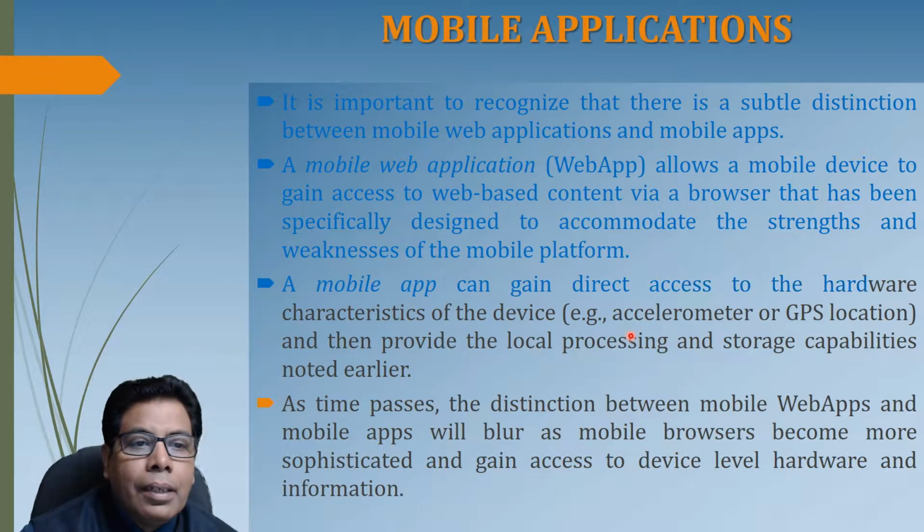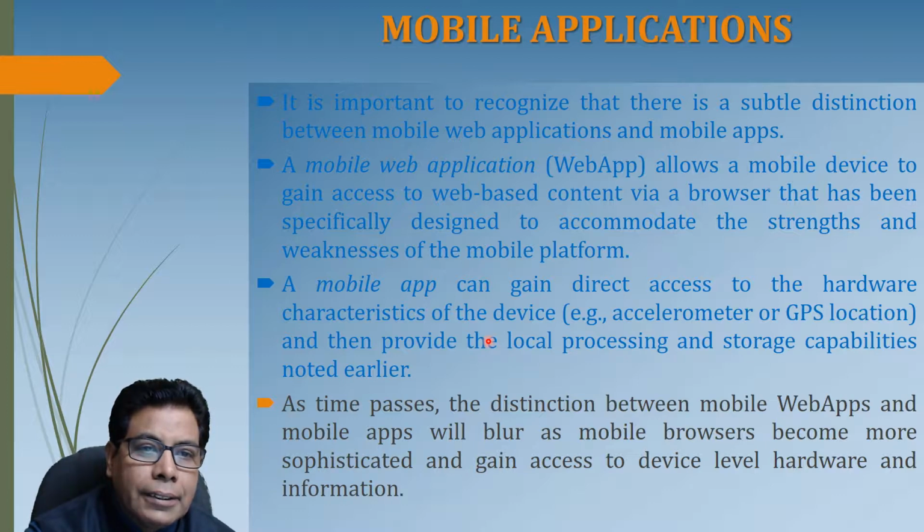a device to access web-based content via the limited capability of the browser, whereas the mobile app can gain direct access to the hardware characteristics of the device, that is the accelerometer or GPS location, and then provide the local processing and storage capabilities which we had noted earlier. So here the web app will make use of the web browser to access content, whereas the mobile app can directly access the hardware characteristics. So whatever sensors are there in the mobile phone, we can use them and then do the local processing on that.